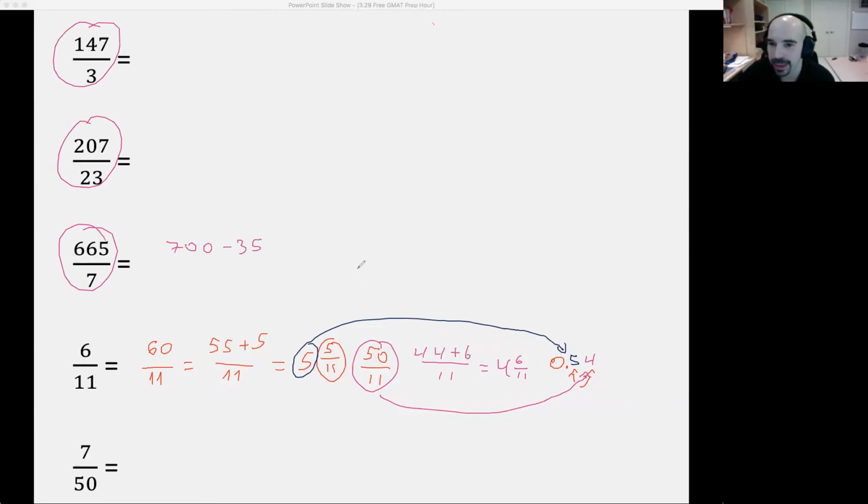So Halsey is saying, wait, you're just going to keep getting 5, 4, 5, 4, 5, 4, because look at what we ended up with. We ended up with 6 over 11, which is the thing that we started with. I have 6 over 11 here. Well, that was the question to begin with. So this is going to be an infinite loop.